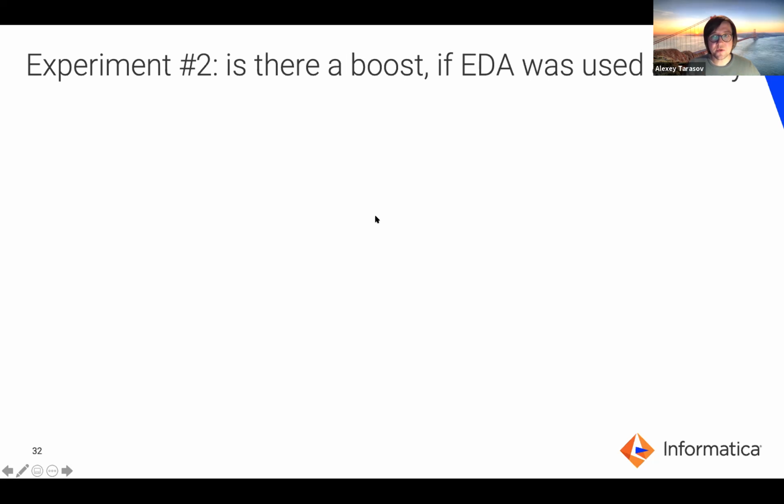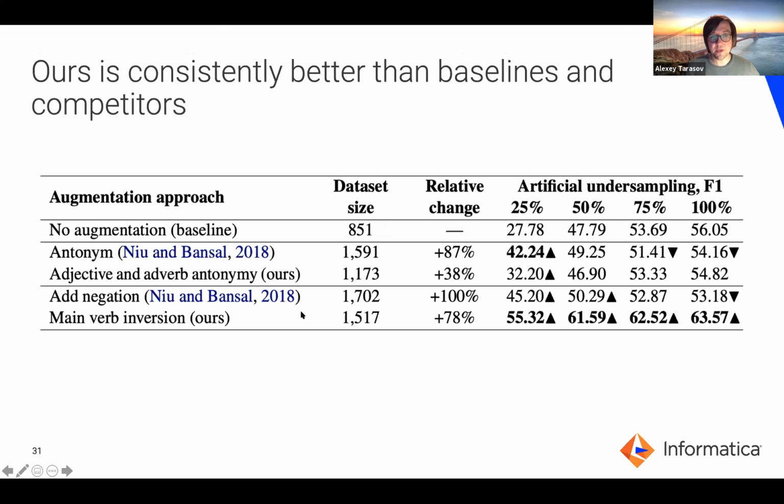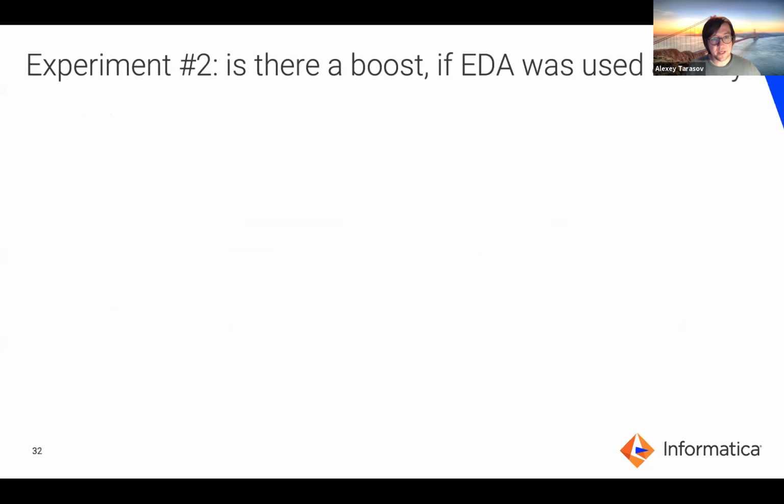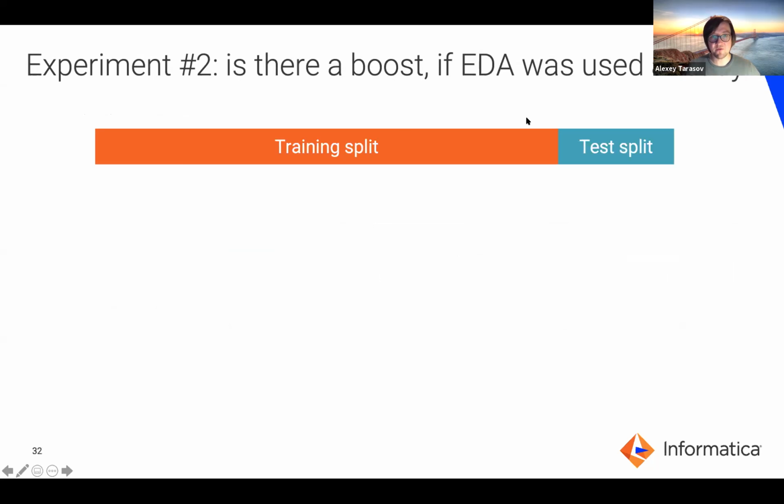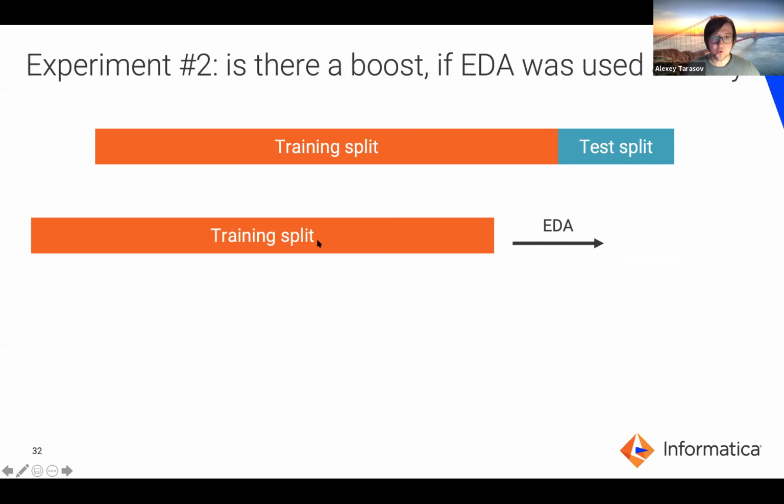Cool. So basically, the second experiment was, okay, so here you could say that antonym-based approaches are fine. You can use them. You're getting a bit of a boost. And if you use our approach, it's better than whatever is there. But again, some critically minded people can say, well, okay, you have your training and your test split, and you use EDA, for instance. What if the condition where you use EDA is as good or even better than your crazy magic with antonyms and verb negation?